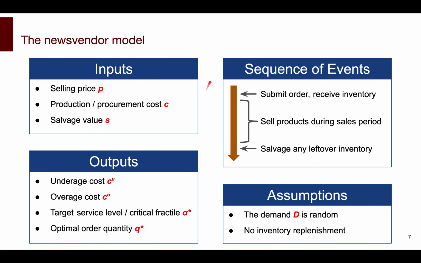All right, and the sequence of events works as follows. The news vendor needs to submit an order and receive the inventory. During the sales period, the news vendor sells as much product as possible and either sells out or is unable to finish selling because there's just not enough demand. If there's leftover inventory, the news vendor will salvage any leftover inventory at the end of the sales period.